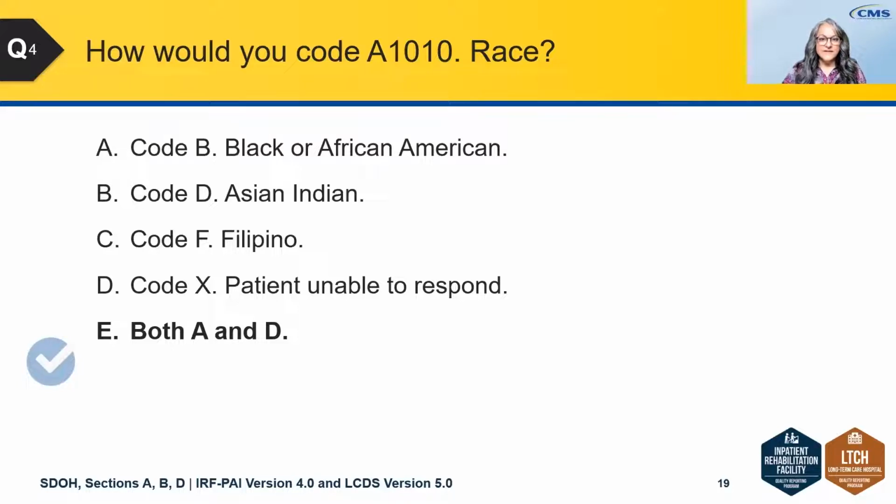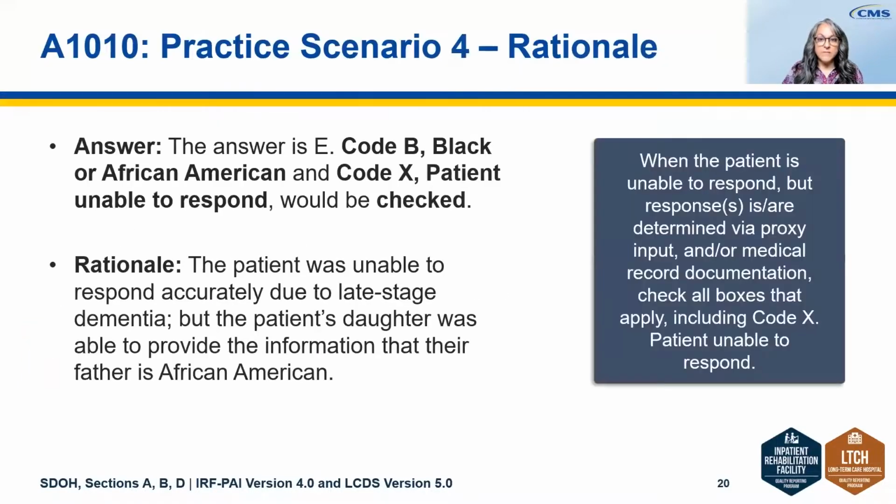Okay, the correct answer is E, both A and D. And again, a good majority of folks got that one correct. So the rationale for choosing code B, Black or African American, and code X, patient unable to respond, is because the patient was unable to respond accurately due to late stage dementia, but the patient's daughter was able to provide the information that their father is African American.